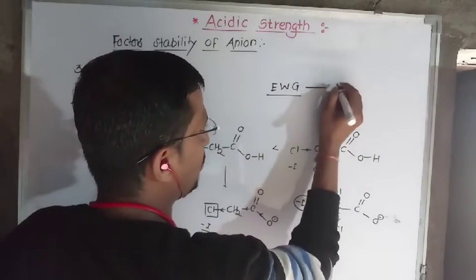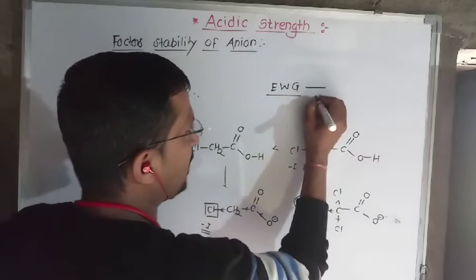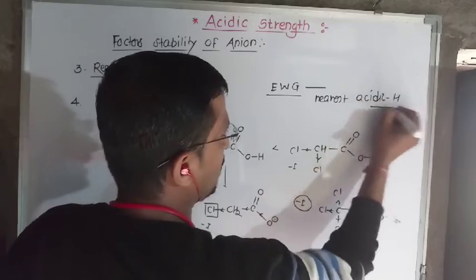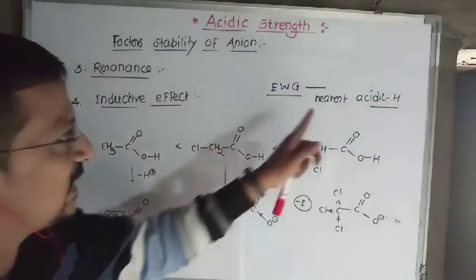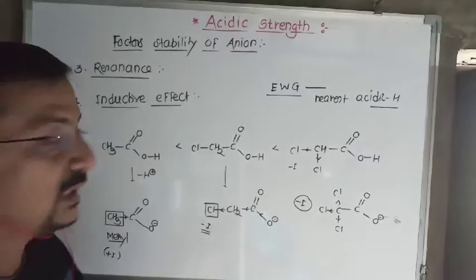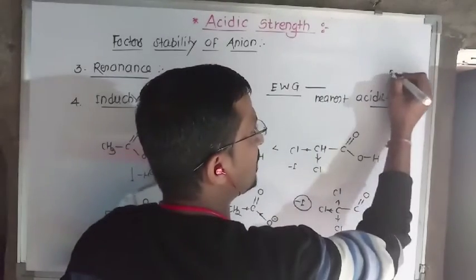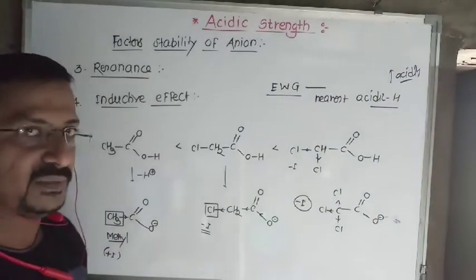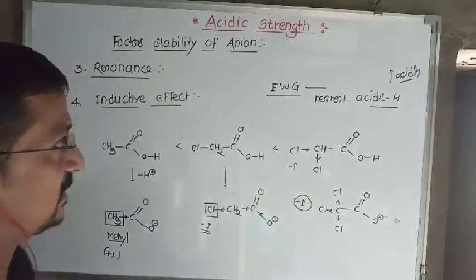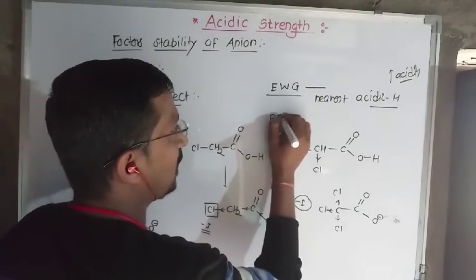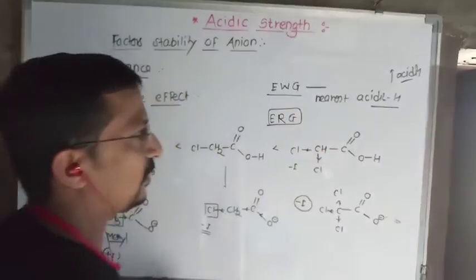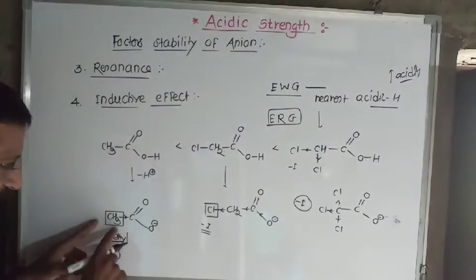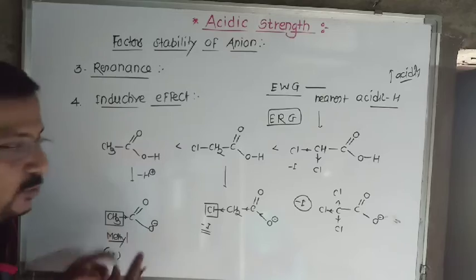electron withdrawing group, if the electron withdrawing groups are nearest to the acidic hydrogen, then remember well, that factor increases the acidity of that acid, acidic character increases. And remember well, if electron releasing groups, ERG, are attached, then vice versa, it decreases the acidic strength. Same here happens, electron releasing group is attached, isn't it?